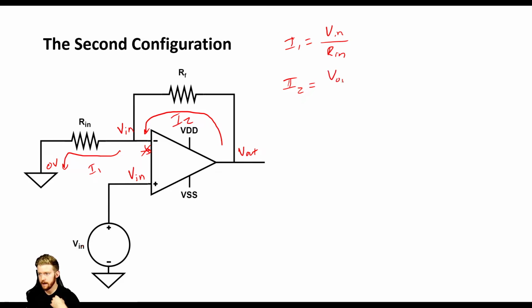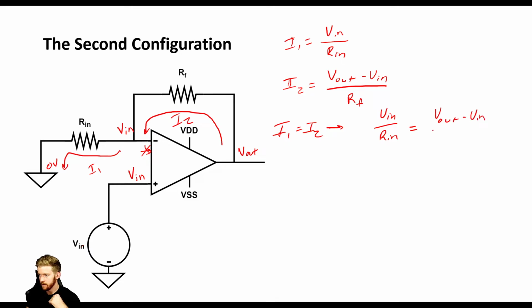If we do V out minus V in, because that's the direction of the voltage drop through this resistor since we're going to the left, over Rf. Okay, so this is our I1 and I2, and if we set these two equal to each other, that is going to give us Vn over Rn is equal to V out minus Vn over Rf.